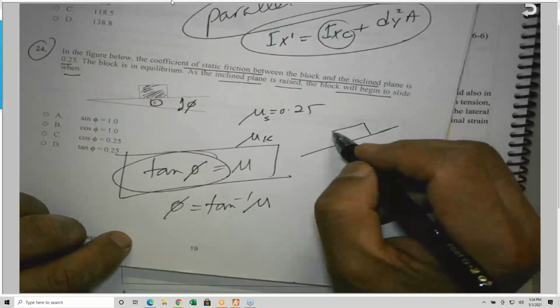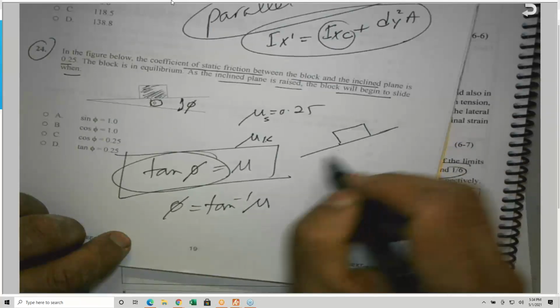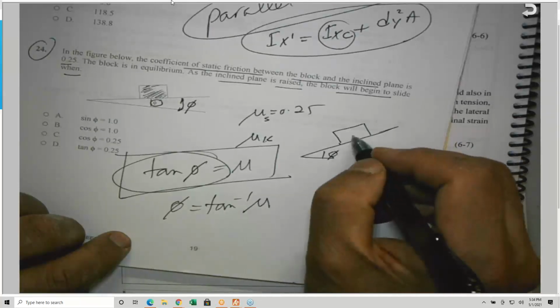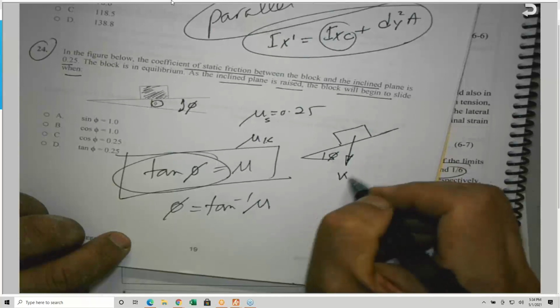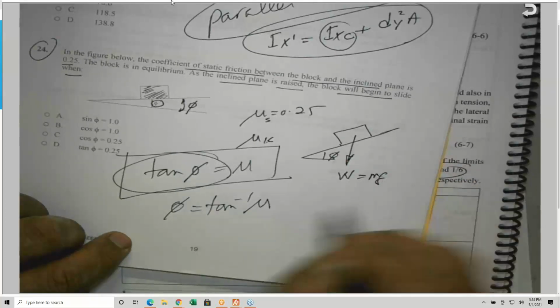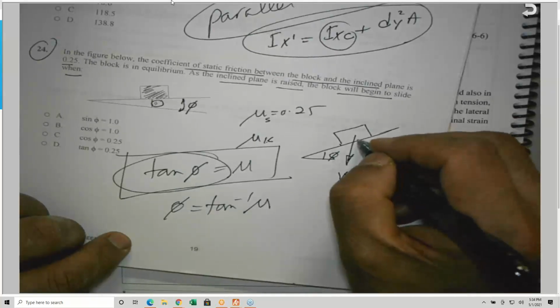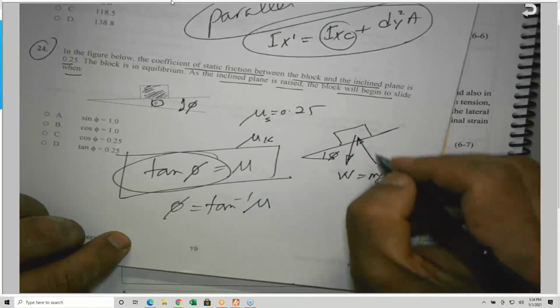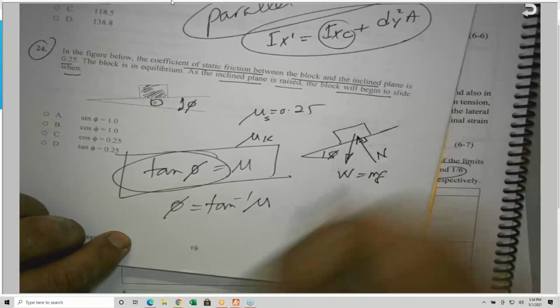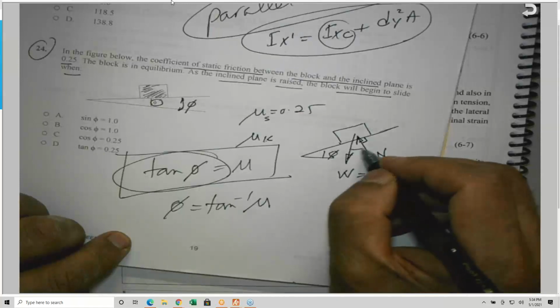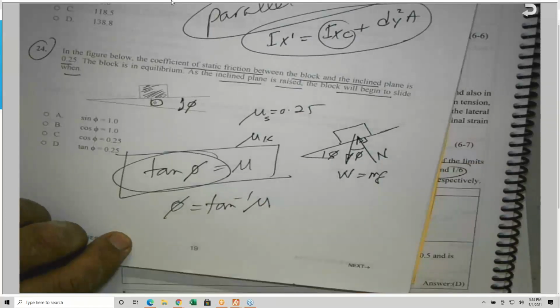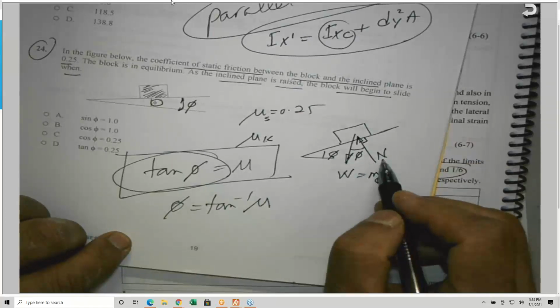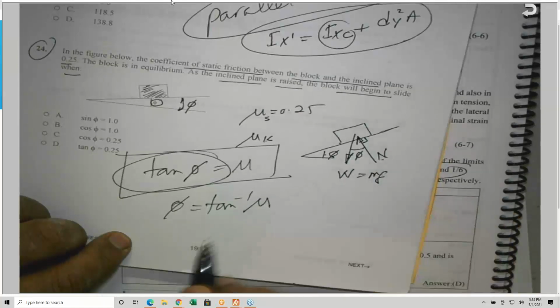So this block here is on an inclined plane at angle phi. We have the weight W, which is equal to mg, and we do have a normal force. Always, the normal force N is perpendicular to the contact surface. And this angle, by the way, is also phi. The angle between the weight and the normal force is also phi, equivalent to this one here.